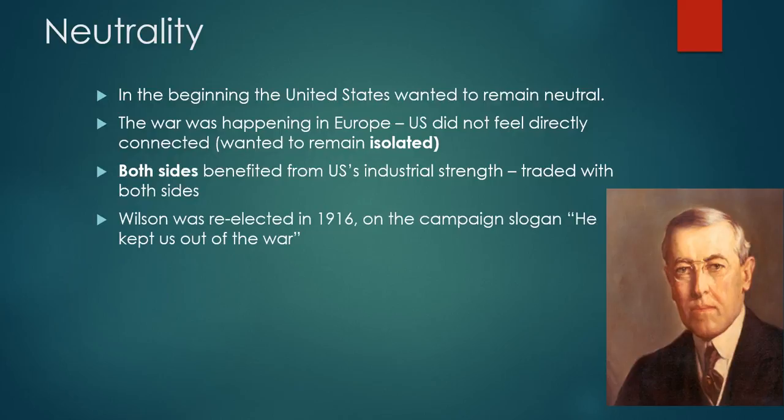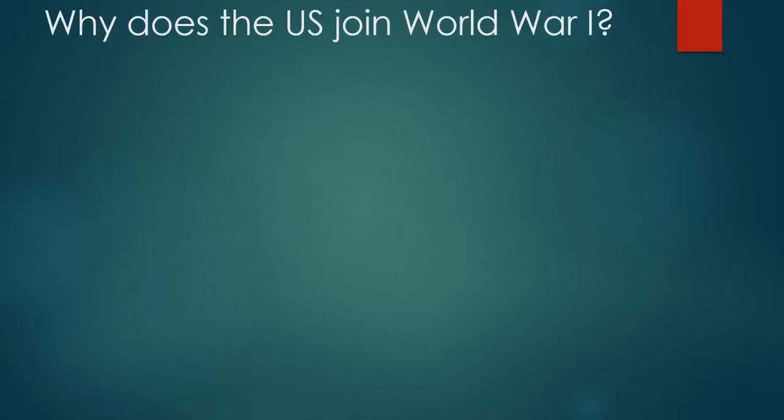President Woodrow Wilson was re-elected in 1916. He was first elected in 1912. He was re-elected on the campaign slogan, "He kept us out of the war." That really signifies why the American people liked Woodrow Wilson, because he kept them out of World War I. So, why does the U.S. join World War I?